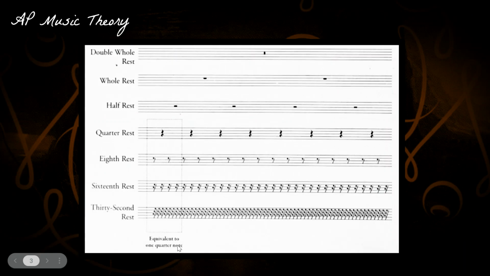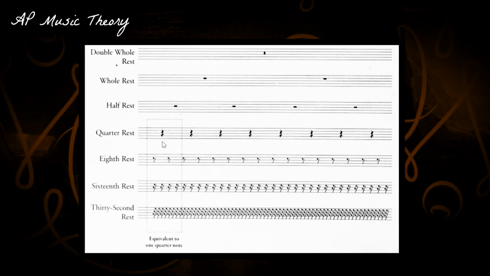This illustration shows the relationship of the equivalent rests, the rest tree. We have the double whole rest, very rarely used, but still exists. We have the whole rest leaning on top of the second line from the top. We have the half rest leaning on the middle line, on the top of the middle line, so leaning on the bottom of the space. Then we have the quarter rest, the 8th rest, the 16th rests, and the 32nd rests. And all of these, 4 of these, 2 of these, 8 of these, are equivalent to 1 quarter note or 1 quarter rest.